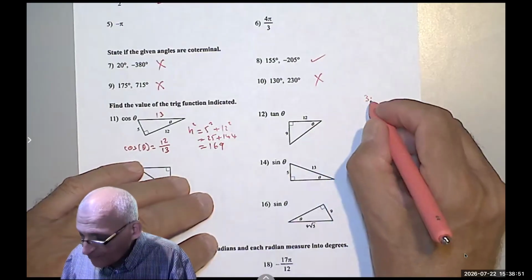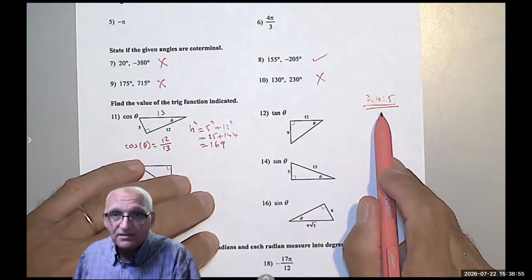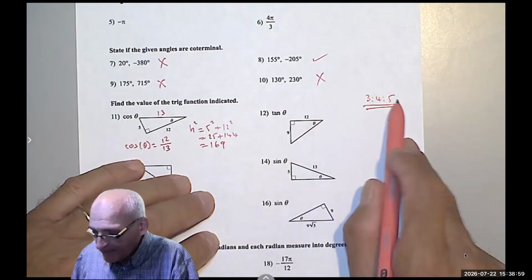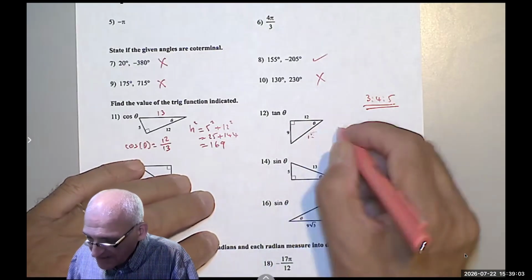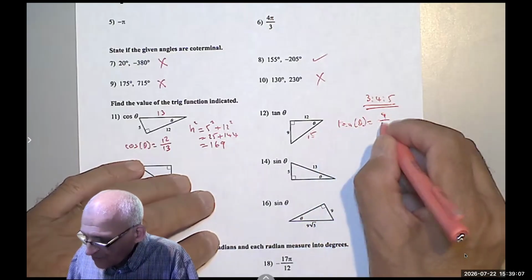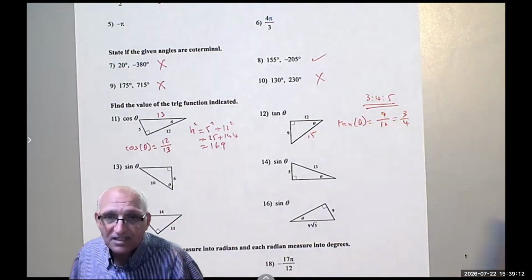Multiples of 3, 4, 5. This is the common Pythagorean theorem, right? You multiply this by 3, you multiply this by 3, so you multiply that by 3. And tangent of that is opposite over adjacent. Tan theta equals 9 over 12 equals 3 over 4 or 0.75. And the rest are the same.